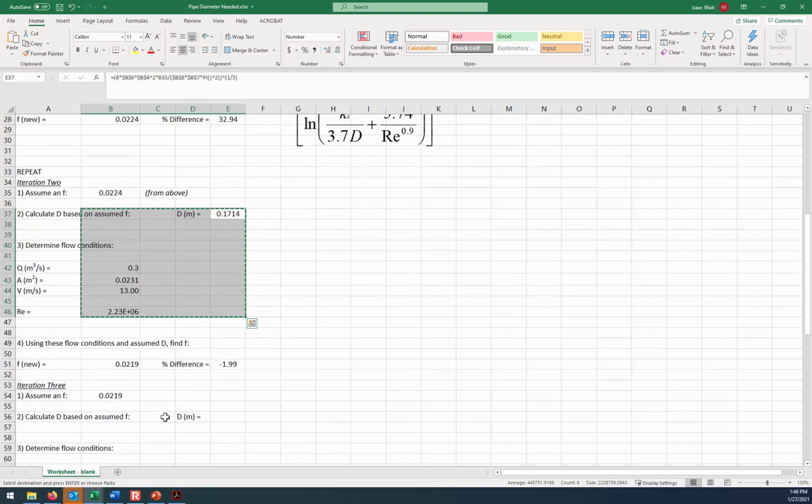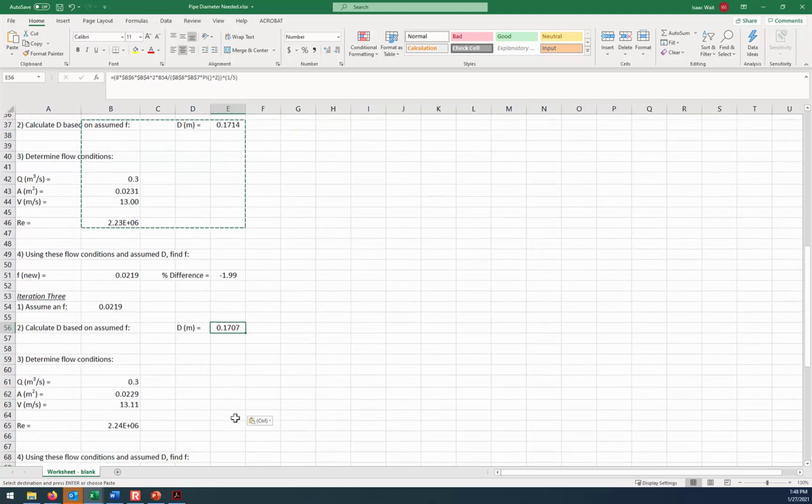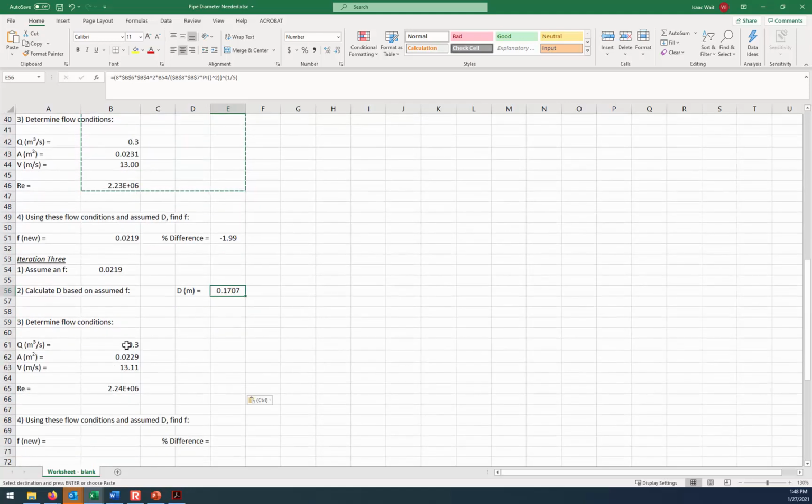Okay, and I'll need to paste it in the right location. I'm going to start here and paste it. So we've got our updated diameter. Here's our new velocity and Reynolds number. And then the last part will be the F values.